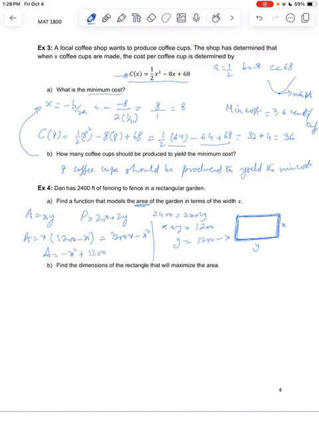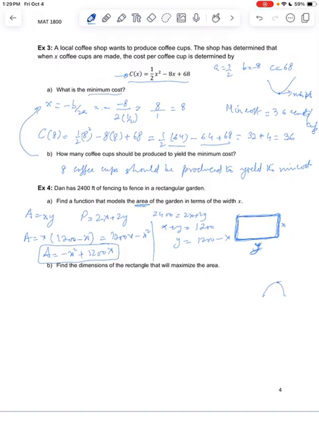So part B is saying find the dimensions of the rectangle that will maximize the area. Now dimensions mean, in this case, the length and the width. What should be the values for the length and the width, so that the whole fence is used, and it yields the maximum area that he could cover. So we see that this is a quadratic function and it's a parabola open down, so it has a maximum point, so it will yield a maximum value.